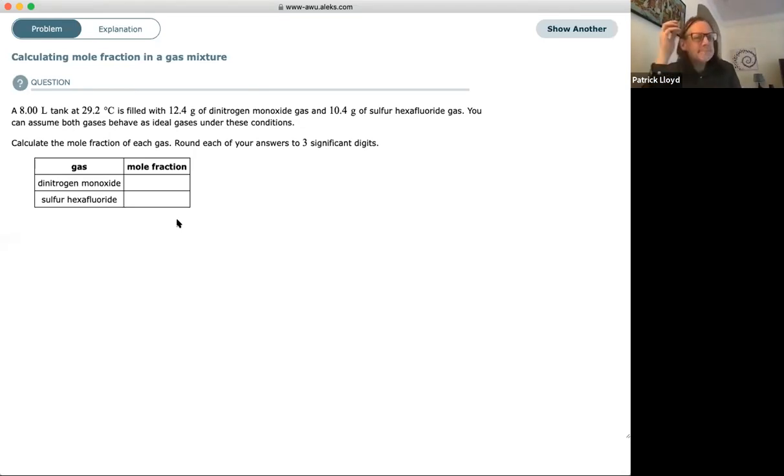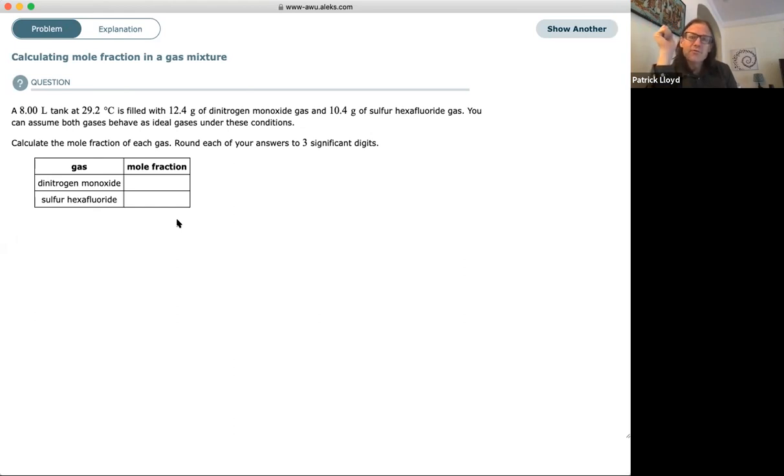And it says here, you have an 8-liter tank at 29.2 degrees C. It's filled with 12.4 grams of dinitrogen monoxide and 10.4 grams of sulfur hexafluoride gas. These are both gases. You can assume both gases obey the ideal gas law. Find the mole fraction of each of them. Now, they give you the temperature and volume, but you don't need them.